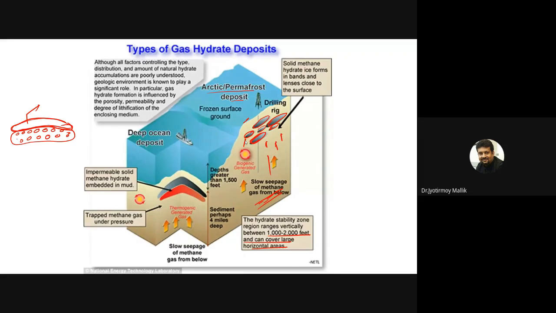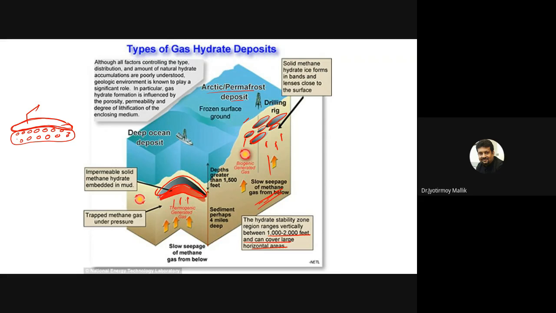Similarly, you can have impermeable solid methane hydrate embedded in mud. Like you can see here in the example that we have given, there is a mud, and below the mud there could also be an ice layer where the gas could be trapped, where the thermogenic gas is actually enriching this particular deposit.